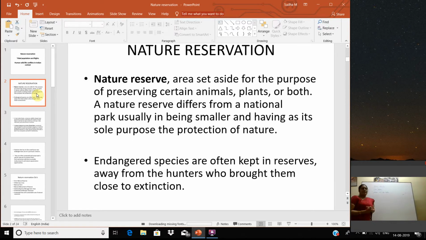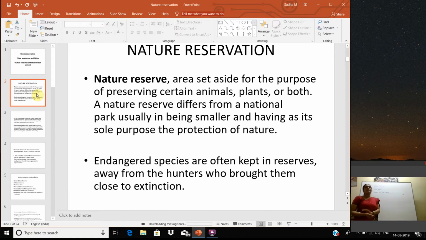Many of the nature resources are benefiting us, but we are only exploiting them. So when we start with nature reservation, first we should mention the endangered species, because that is an important thing to be discussed now.